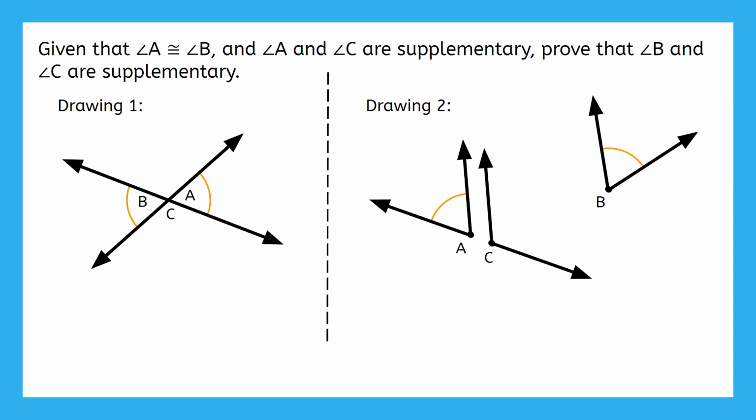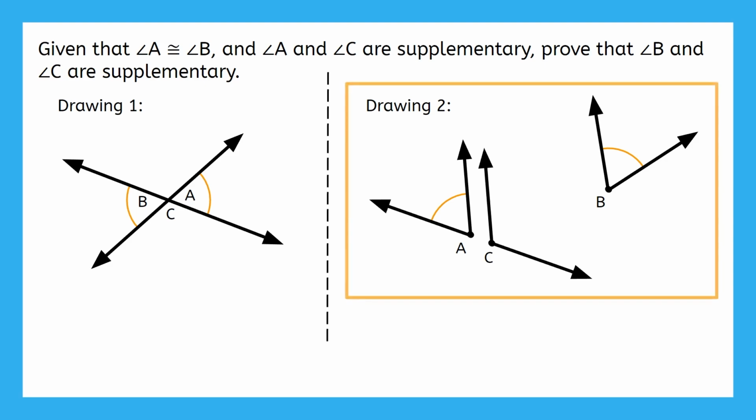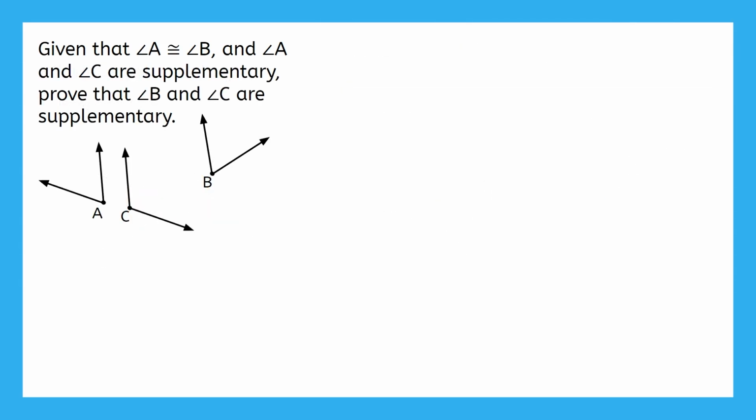Instead, take the safe route and make your drawing like drawing 2. Here, all 3 of my angles are separate, so I'm not going to make any inaccurate statements about how they might be related. Your drawing may look different from this depending on how you've drawn your angles, but they should be 3 separate angles that do not share any rays. Now that I have my drawing, I can get started.